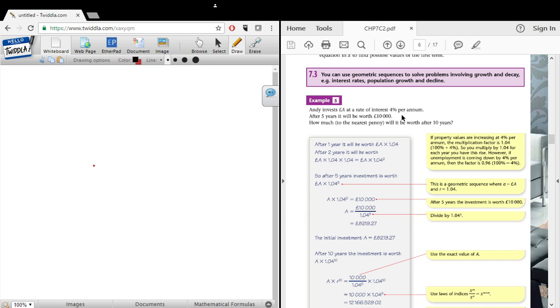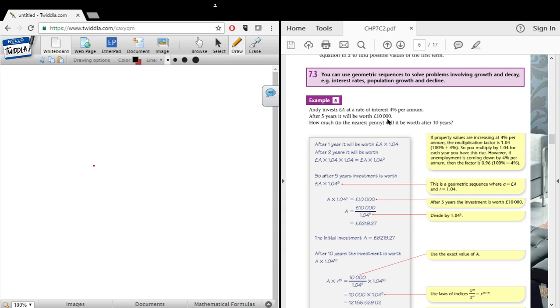So Andy invests £A at a rate of interest 4% per annum. After 5 years, it will be worth 10,000. How much to the nearest penny will it be worth after 10 years? So just a terminology check. Annum here is annually. That's every year.